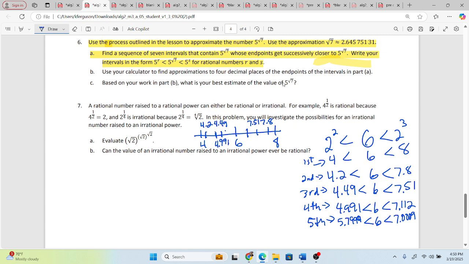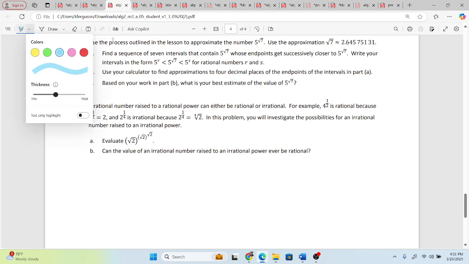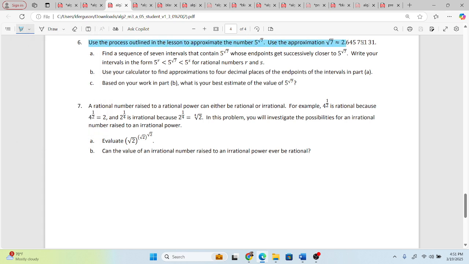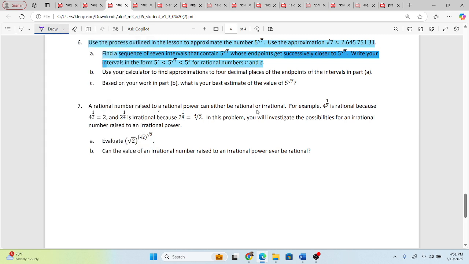All right. So now let's copy this, and then we're going to do the deal. Okay. So here we are again. Yeah, we're going blue now. So we're using the process outlined in this, and find the sequence 7 times, intervals. Come on, you're making me look bad here. There we go. All right, and let's pick purple or bold this time. Okay, so what do I got?